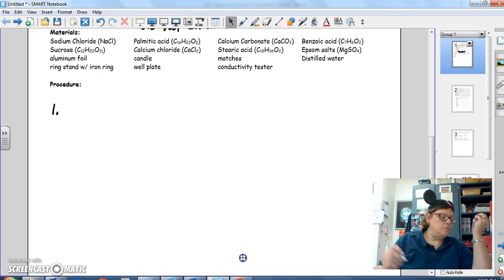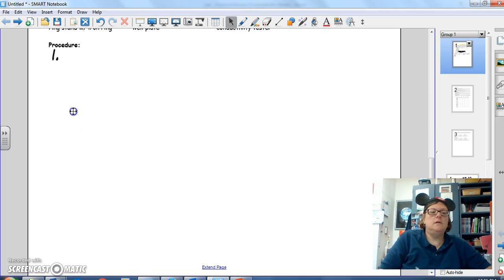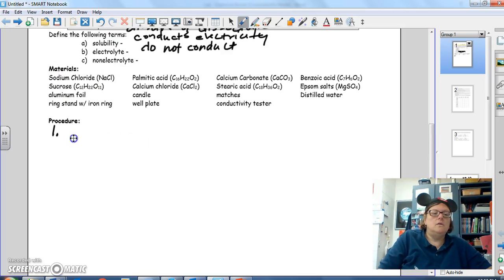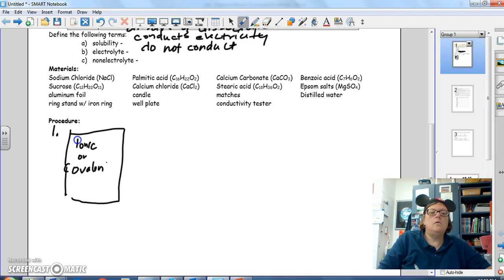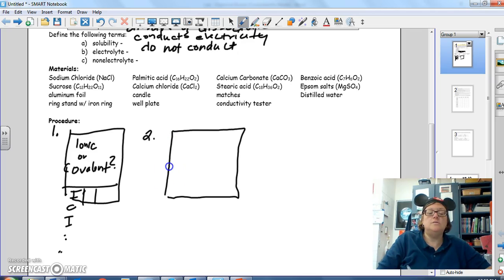Okay? So first you're going to ID in the data table, and you'll write ionic, covalent, ionic, and so on. Okay? Step 2. You're going to take a piece of aluminum foil. Now you may need several pieces just because I've given you more than I used to give. So actually let's just plan on having 2 pieces. And let's draw a grid on each.